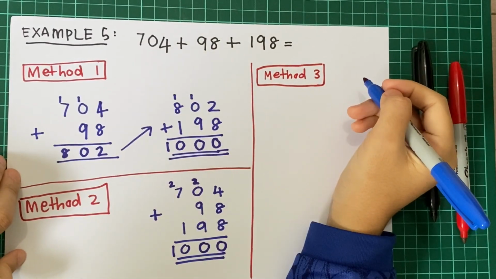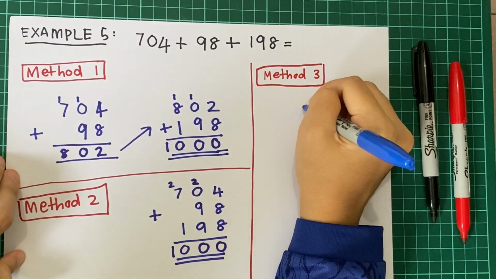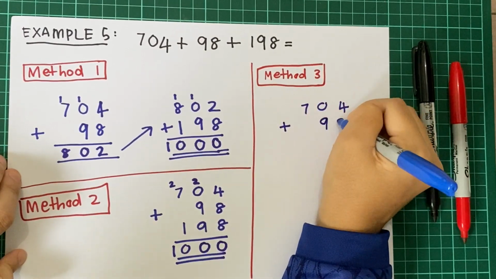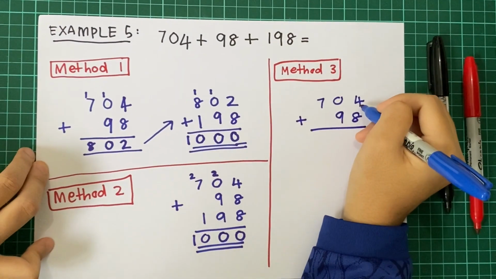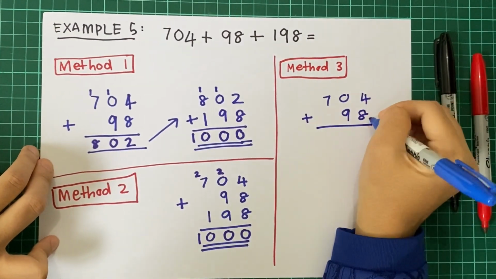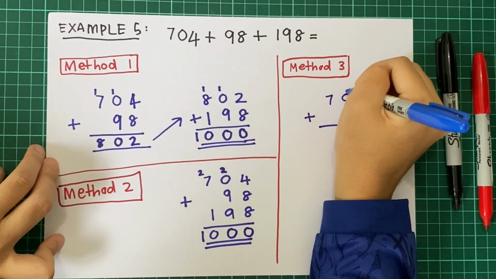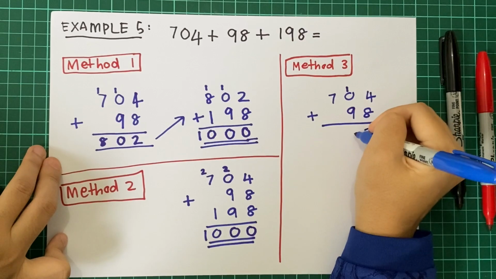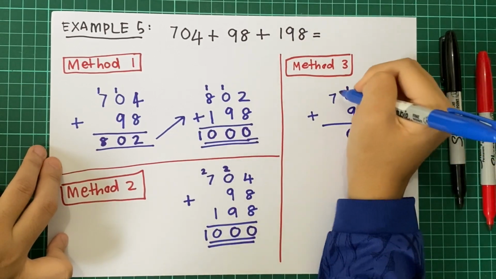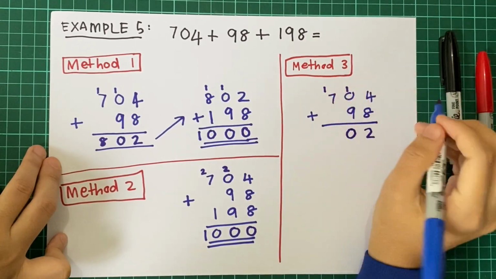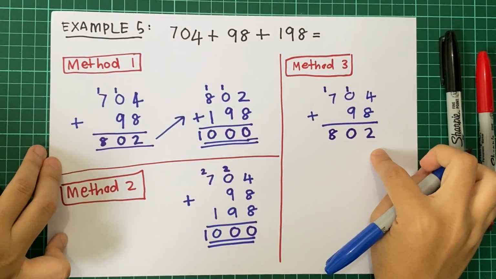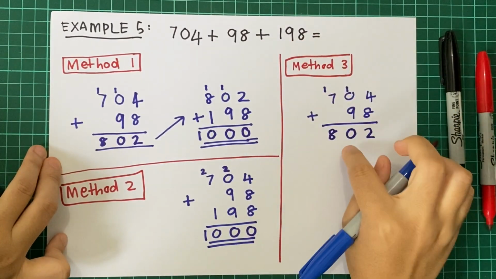We need to add the first number with the second number first. 704 plus with 98. 4 plus 8 equals to 12. Write down 2, bring up 1 to the next side. 1 plus 0 is 1, and then you plus with 9 equals to 10. Write down 0, bring up 1 to the next side. 1 plus 7 equals to 8. Are we done? Not done yet. What we need to do is, you take the third number and write down there.